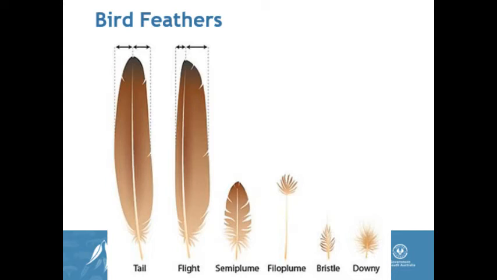Then you've got three very specialised sets of feathers. The filoplumes are found right across the body, and they're positioned in amongst all the other feathers. And their role is, well, first of all, they have nerve endings at the base that detect movement and sense touch and that sort of thing. But they also have a role in holding and positioning the other feathers, the semi-plumes, across the body.